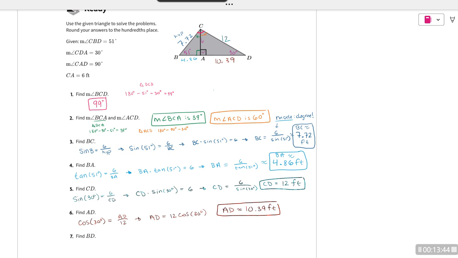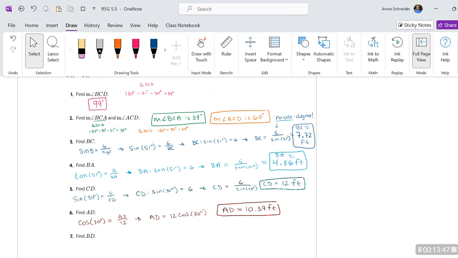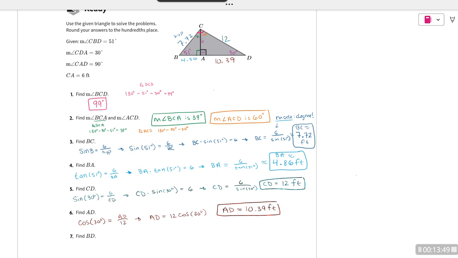All right, question 7 wants us to find BD. So we could use this big triangle, but we already know that we have BA and we have AD. So we can go ahead and add those two things together, right? BA from question 4 was 4.86 feet, and AD from question 6 was 10.39 feet. So if we go ahead and add those together, we're going to get our length for BD.